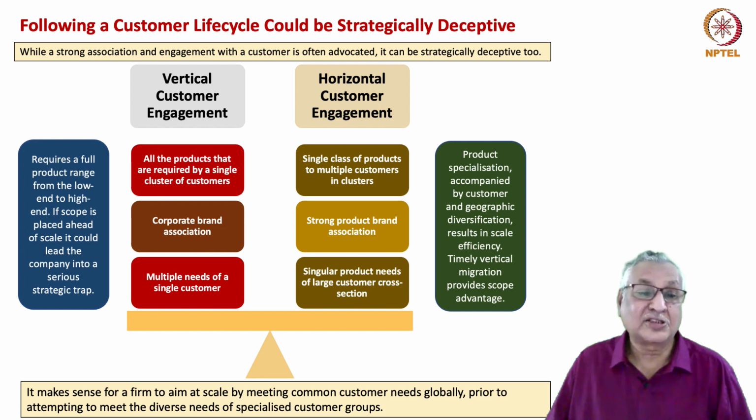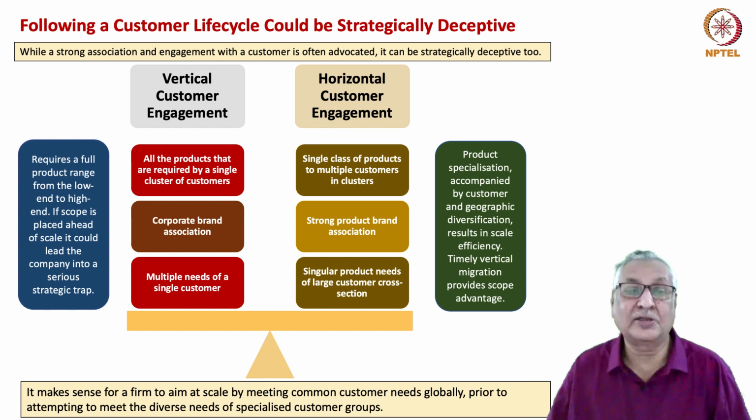Therefore, following a customer life cycle could be strategically deceptive. We cannot say that my company and my product range is only for upper middle income group people. You can't say that I will manufacture products and deliver services only for the lower income group. You have to be engaged with customers both vertically and horizontally.